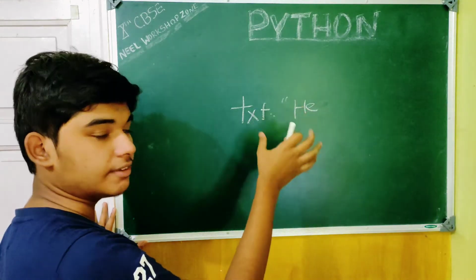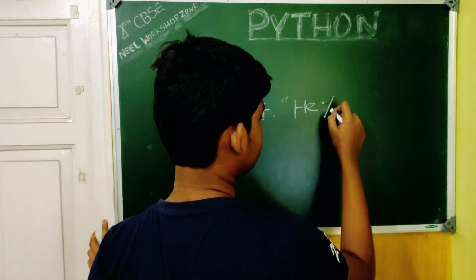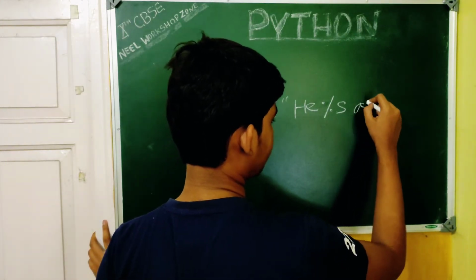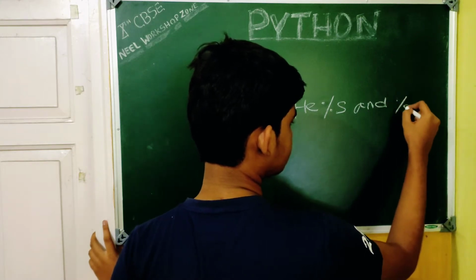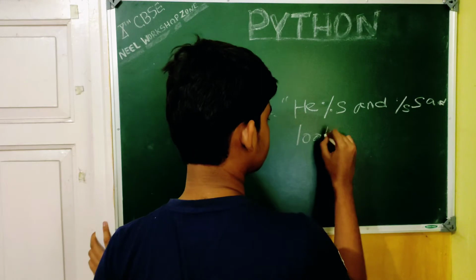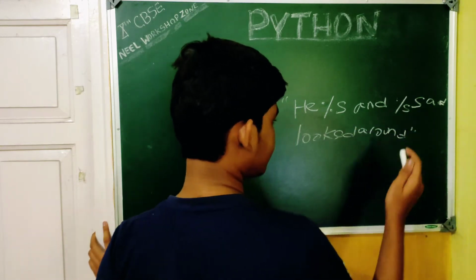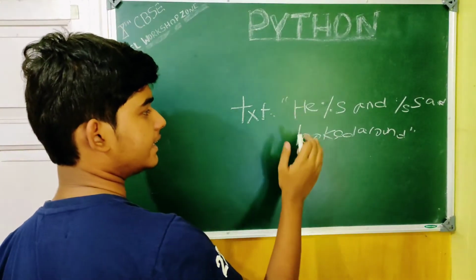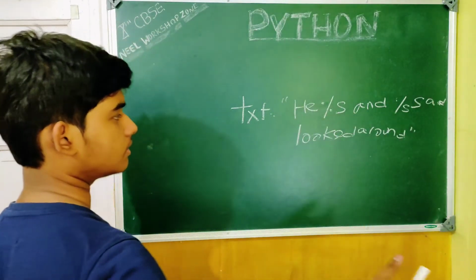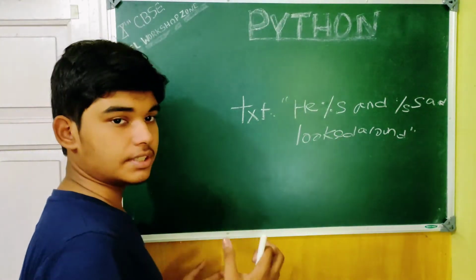So instead of just leaving them and coming back to write them later, what you can do is use a percentage s: he %s and %s and looked around. So basically what we have here is he %s and %s and looked around. Now let's say you want to replace that %s with the word ran.